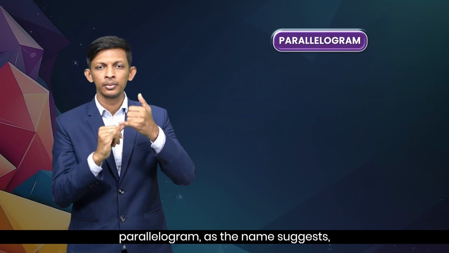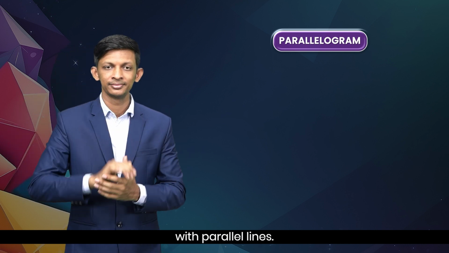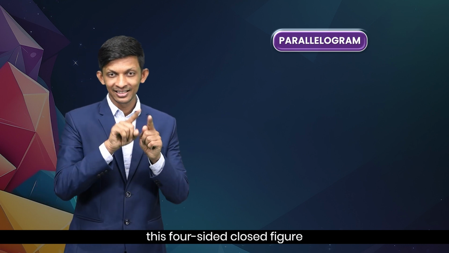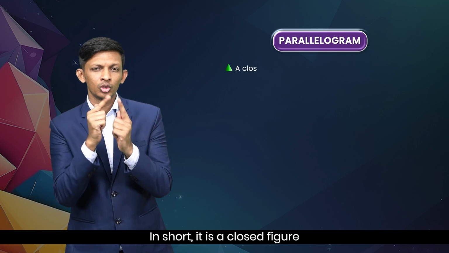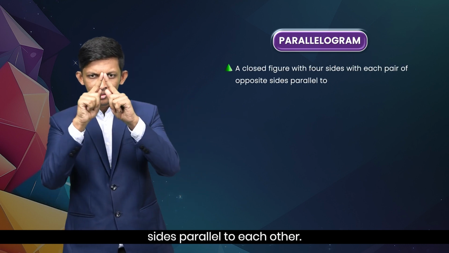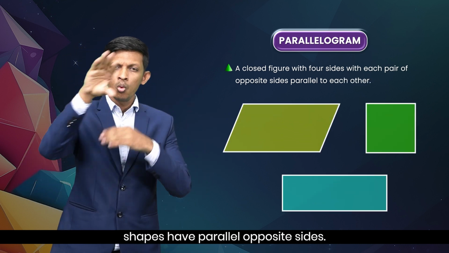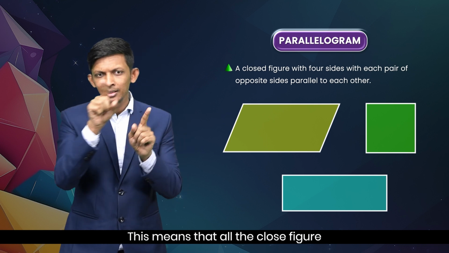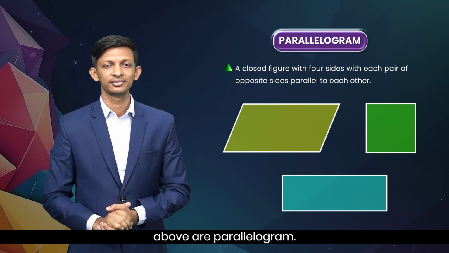Parallelogram. Parallelogram, as the name suggests, has a close association with parallel lines. Yes, this four-sided closed figure has parallel lines. In short, it is a closed figure with four sides with each pair of opposite sides parallel to each other. In the figure above, all the shapes have parallel opposite sides. This means that all the closed figure shapes in the image above are parallelograms.